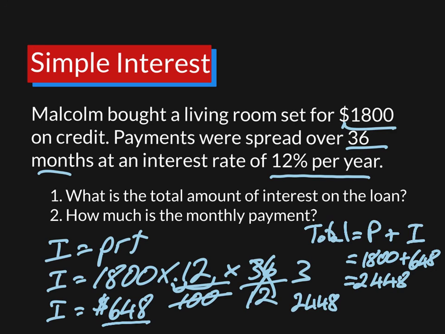Now to find out the amount of his payment, we need to divide that amount, because it says they were spread over 36 months. Divide that amount by 36, and we'll find out that he pays $68 per month. That's another example of how you can replace the variables in a formula with quantities to solve a problem.